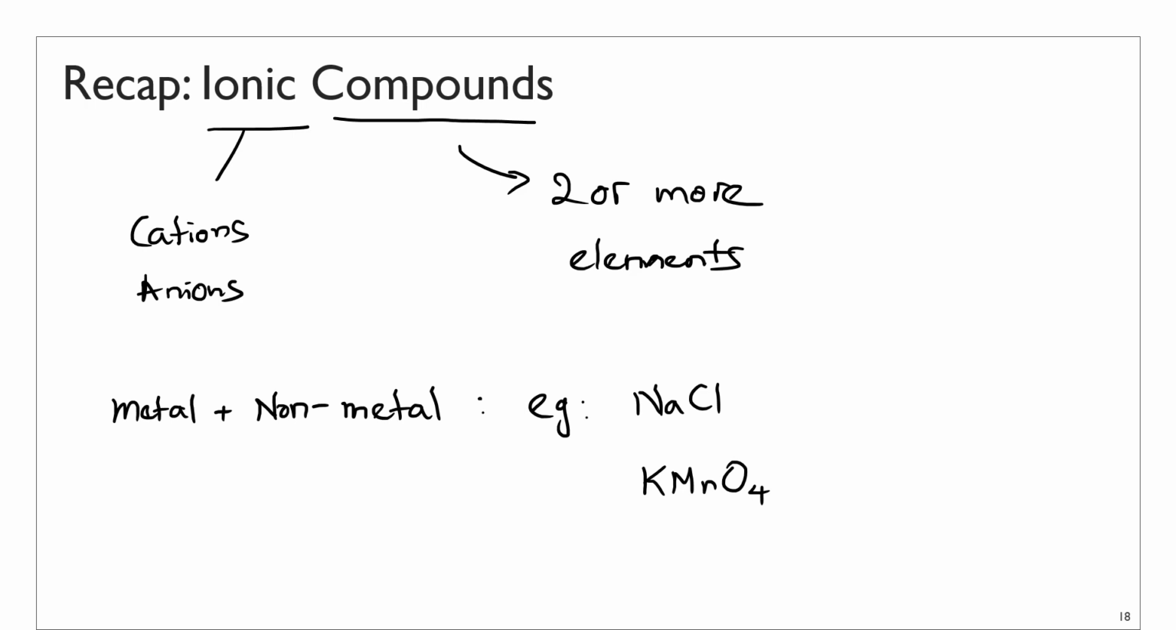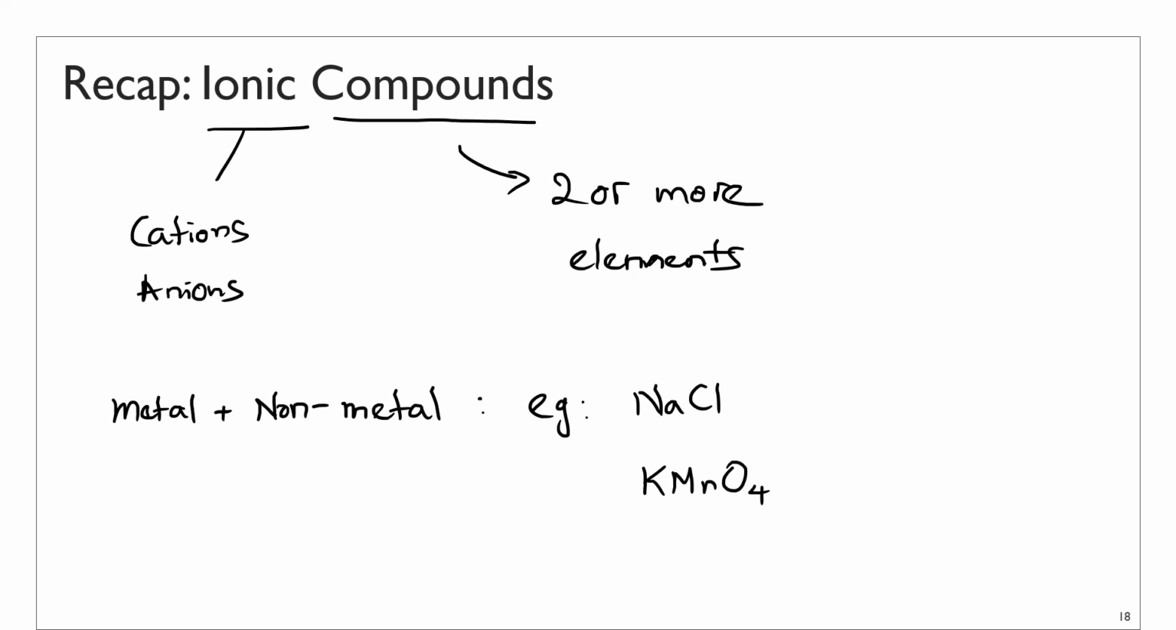So it is important that you can recognize whether or not an element is a metal or a non-metal. You can use a periodic table for that if you're not 100% sure. If you look at a formula and you're not sure whether something is a metal, check its position on the periodic table, and that normally helps.